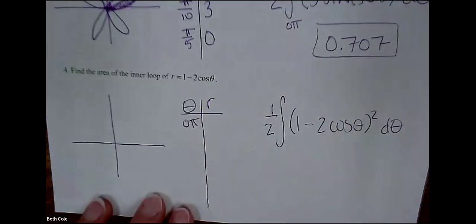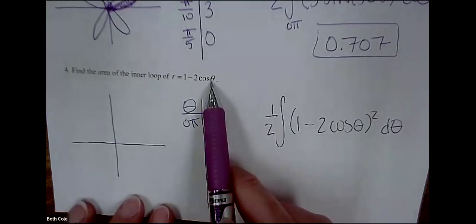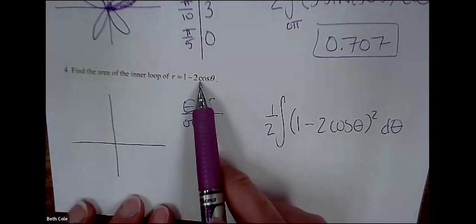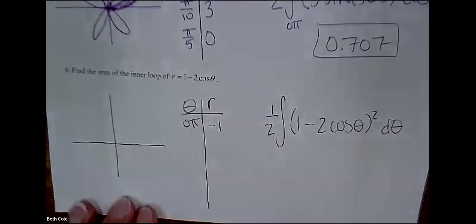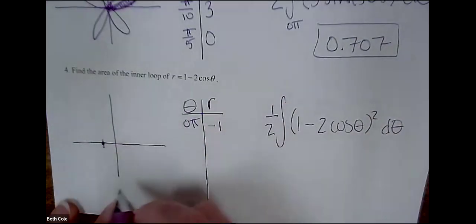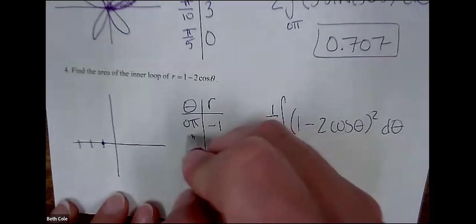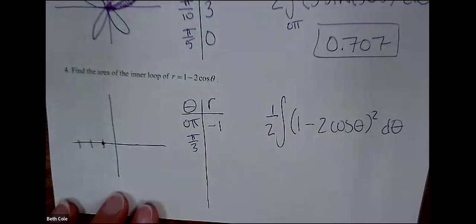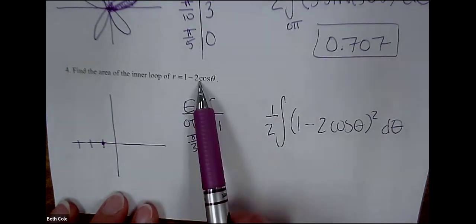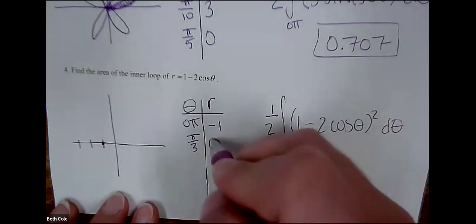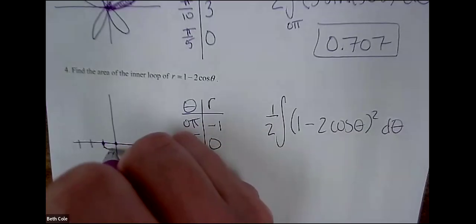Let's see what we get. We're going to start with 0. Cosine of 0 is 1, times 2 is 2, so 1 minus 2 is -1. So that's actually going to be over here, in the opposite direction. All right, I'm going to try pi over 3. Cosine of pi over 3 is 1/2. That's why I picked that, it turns out nice. Times 2 is 1, and then 1 minus 1 is 0. So far we've got this.